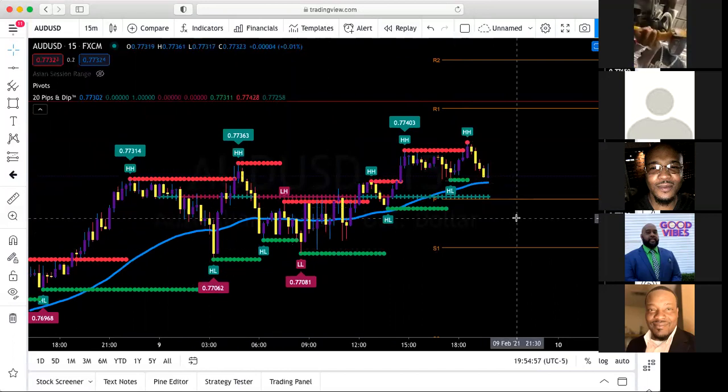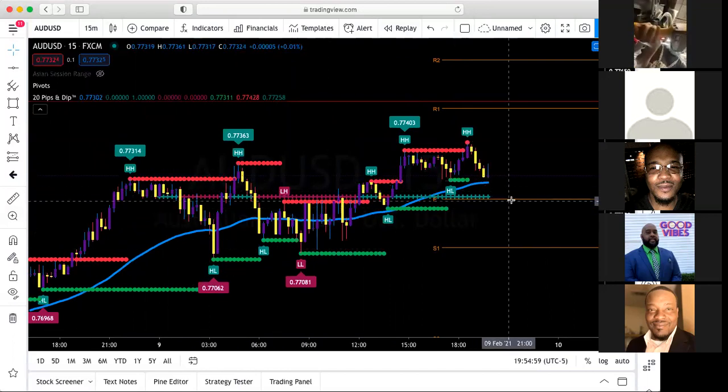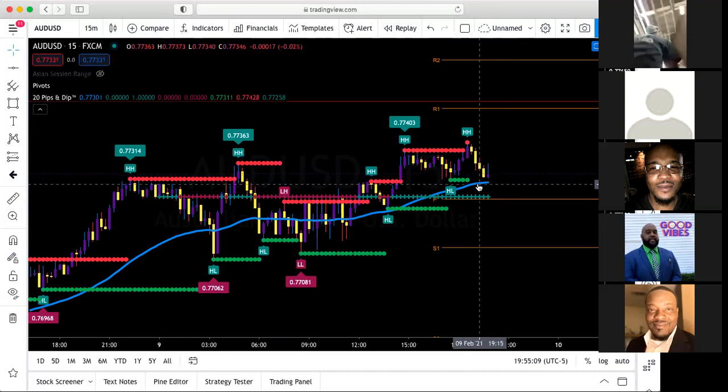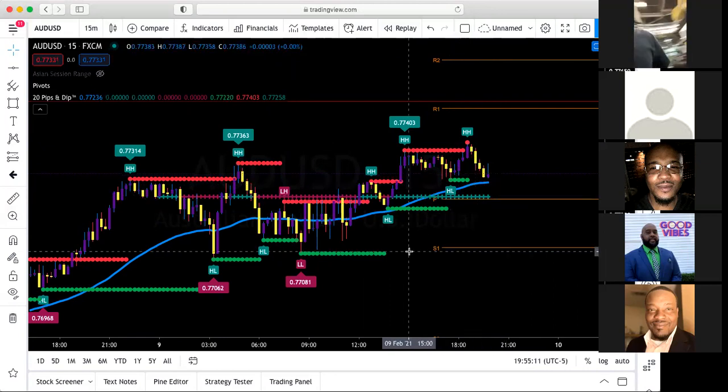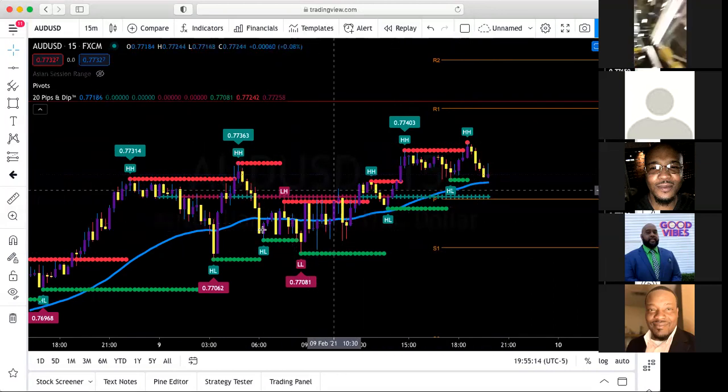So if you're going to take this, now watch, one of my confirmations is pivots. I use pivots. And we'll show you how to use those a little later in another video. But I use pivots, I use the 50, and I use the top-down analysis. And of course, this right here is 20 pips and dip.